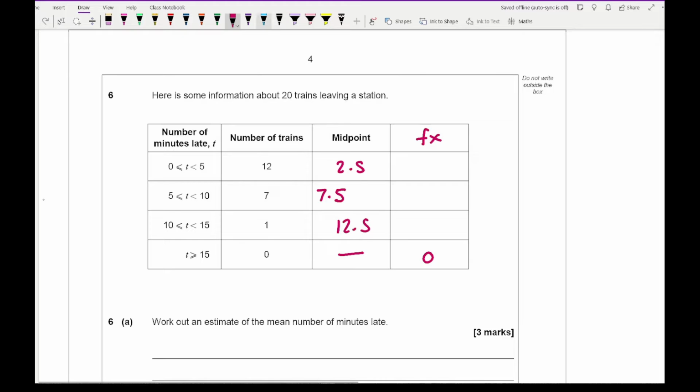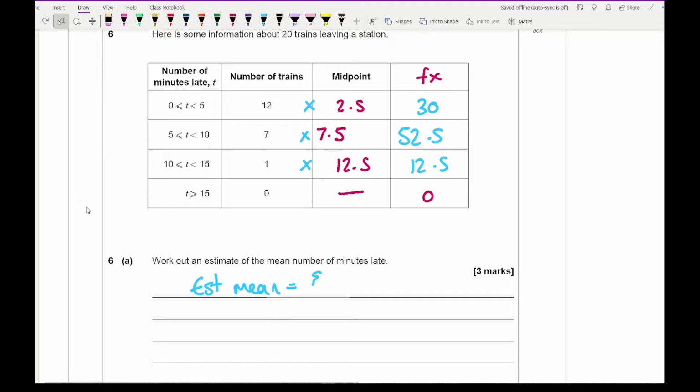Then here, all I then need to do is just multiply these numbers together. So here I'm going to end up with 30, I end up with 52.5 and 12.5. And then in terms of the estimated mean, all I need to do is do the total fx over the total frequency. So adding all of these numbers up, I should end up with 95, and adding all of those numbers up should end up with 20. So I've got 95 over 20, which gives me an answer of 4.75.